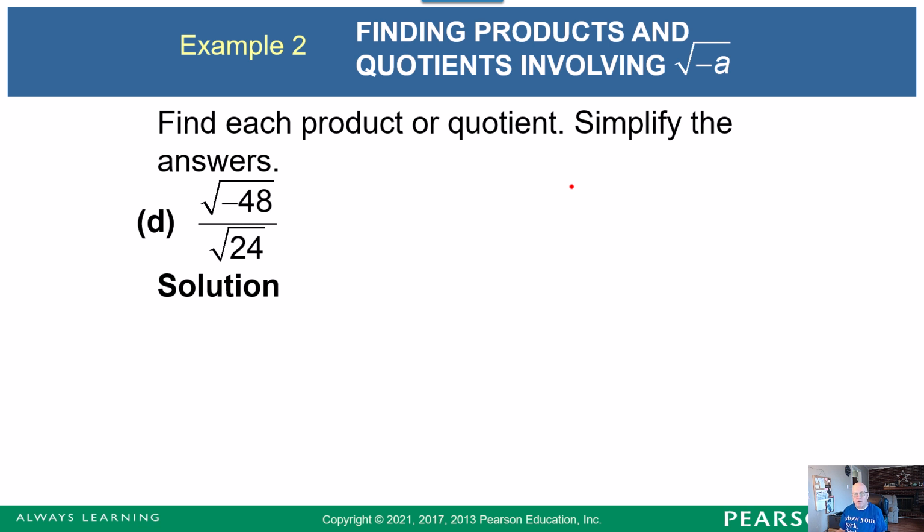You might want to hit the pause button and see if you can do this. This should be a pretty simple one, I think. Hit the pause and come back. Okay, let's assume you're back.